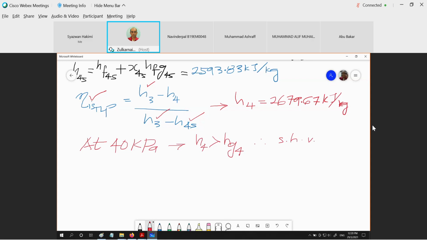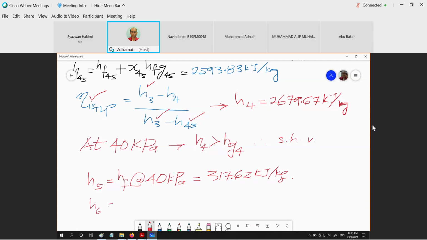So now, can you imagine that the 4S is mixture and the 4 is superheated vapor. So we need to correct our Tts diagram. But before we do the Tts diagram, I think we get all the enthalpy first. So we solved for H4. Next is H5. What is H5? Hf at 40 kPa. 317.62 from the table, in kilojoule over kilogram.